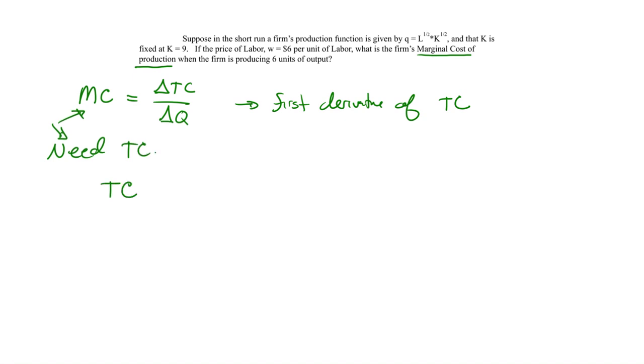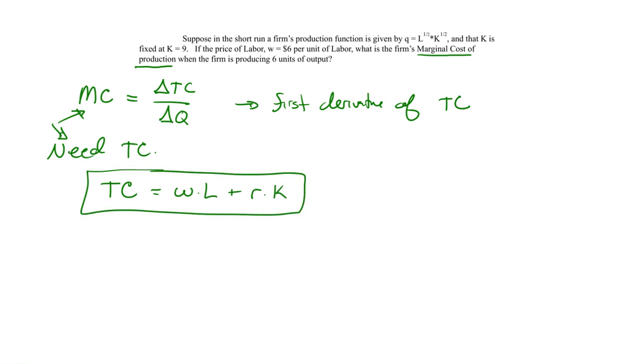Total cost in this type of question, where we have two inputs, capital and labor, is going to equal your wage times your number of workers. So that makes sense. If I have 10 workers, they're each making $5, it'd be $50, plus the rental rate of capital times your number of capital. So we're going to need this.